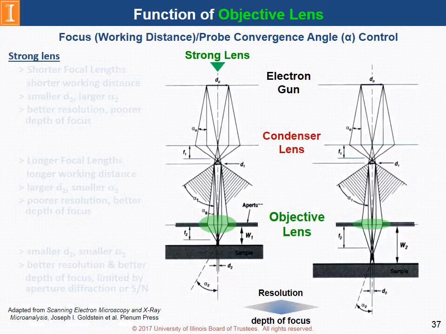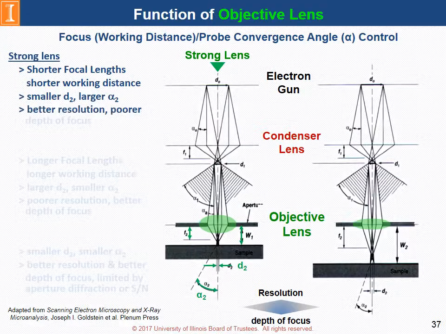We can make the objective lens stronger by increasing the lens current. Strong lens has a shorter focal length, which means a smaller working distance. Also, strong lens highly demagnifies the probe, so the probe hitting the sample will be smaller, which means a higher image resolution. A strong lens also makes the convergence angle bigger, which means a smaller depth of focus.